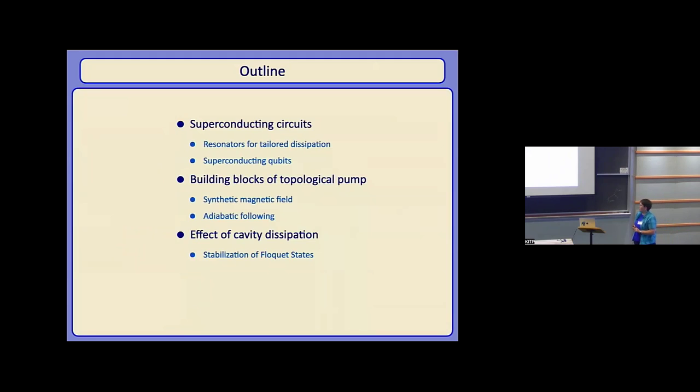And then I'll finish up by showing how we were able to use dissipation from our cavity to actually stabilize our qubit into a Floquet state pretty much perpetually, and avoid a lot of the very common problems with heating and decoherence that you get in Floquet models.